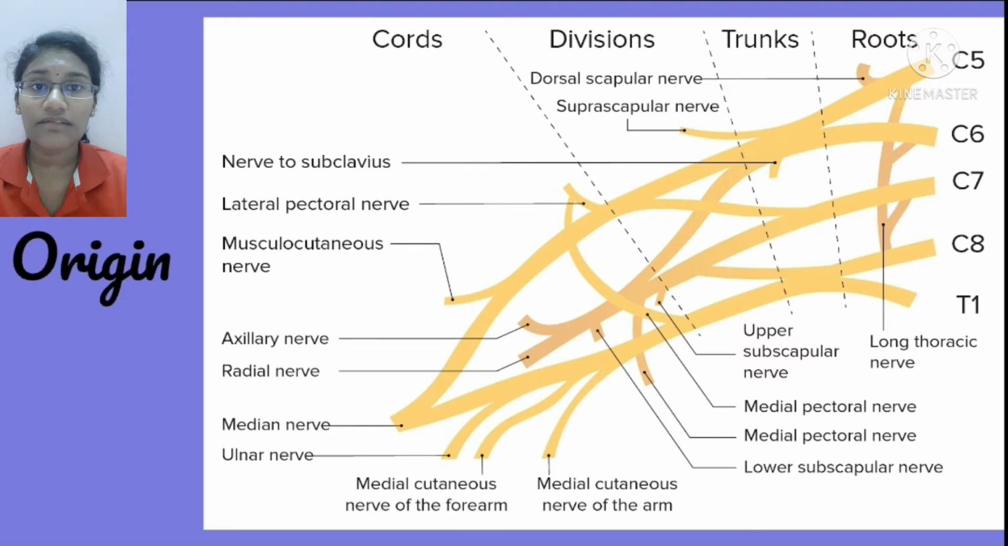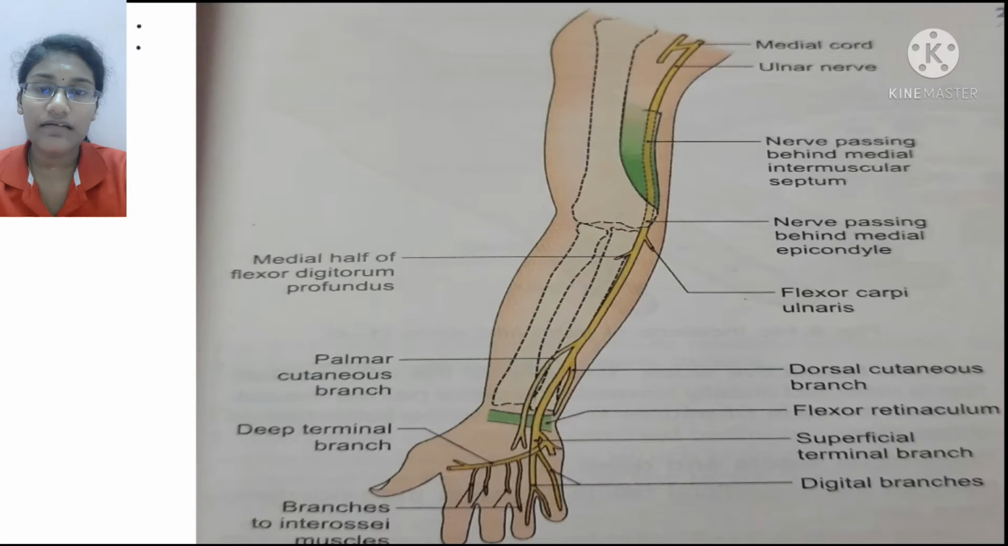Now going to the origin, the ulnar nerve arises from the brachial plexus, from the medial cord of the brachial plexus. And the roots of the ulnar nerve are C7, C8 and T1. As you can see in this image, the ulnar nerve arises from the medial cord of the brachial plexus, and then going to the course, the ulnar nerve passes medial to the brachial artery.